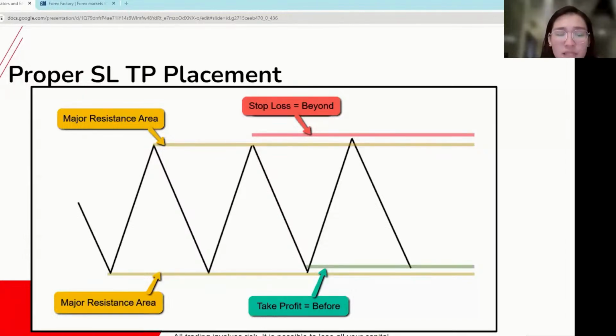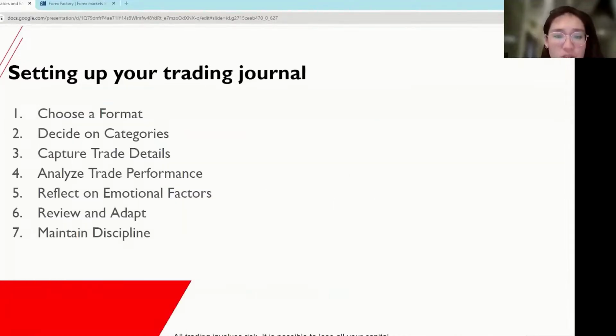Okay, so some other trade management tips, especially if you are trading on your MT4 or MT5, would be to use a trading journal. So here are some tips on how you can set it up, and it's relatively straightforward. Firstly, choose a format. You can opt for a physical notebook, a spreadsheet, a digital document, or specialized trading journal software. It all depends on your preferences and the level of detail that you wish to track.